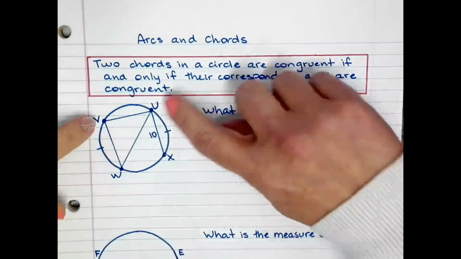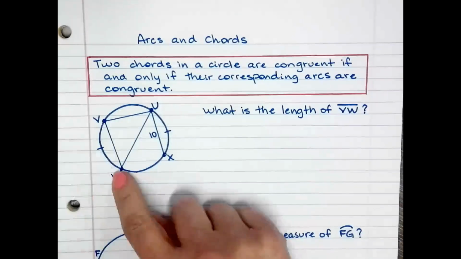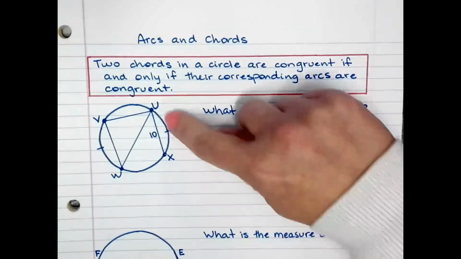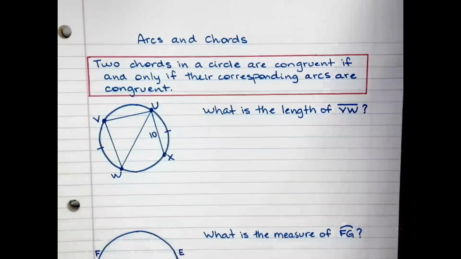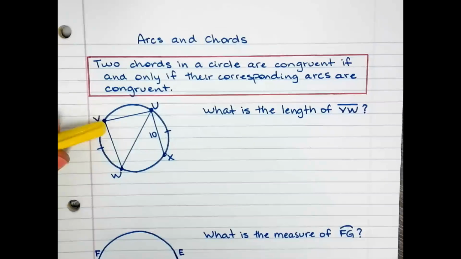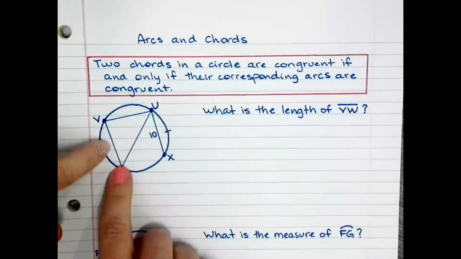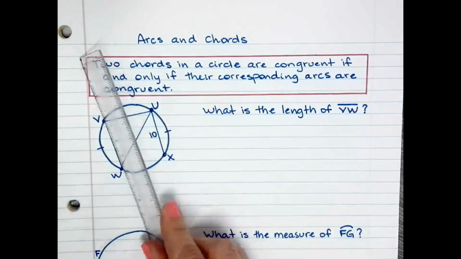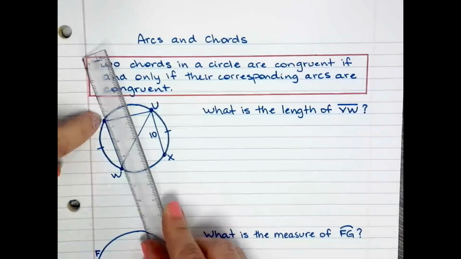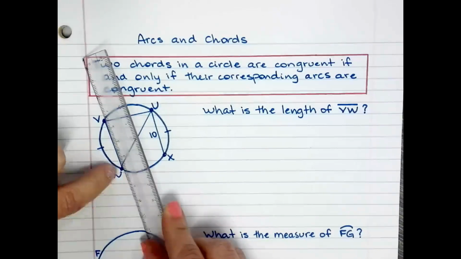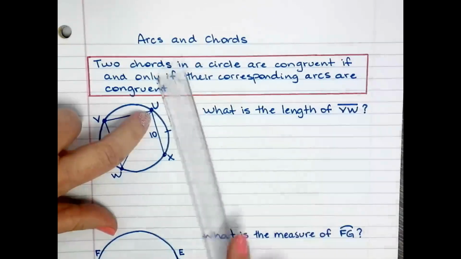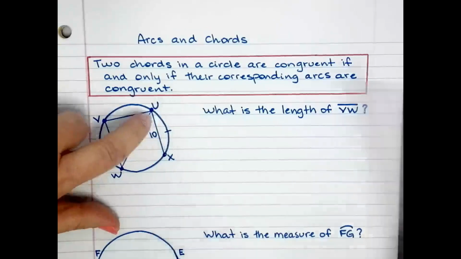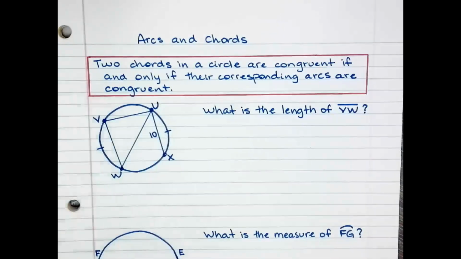The arcs, this is an arc, this is an arc, this is an arc, okay? So their corresponding arcs are congruent. So let's say that here we have this chord. This chord is the straight line right there. The corresponding arc, that's this one right here. That's the chord, and the corresponding arc is right there.